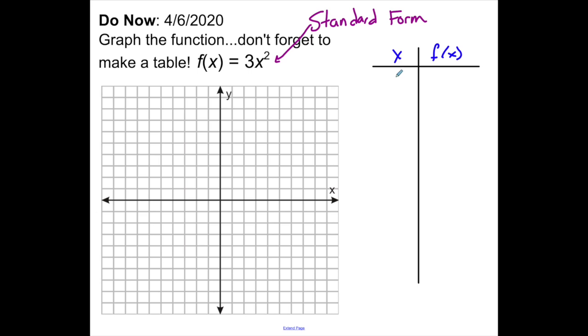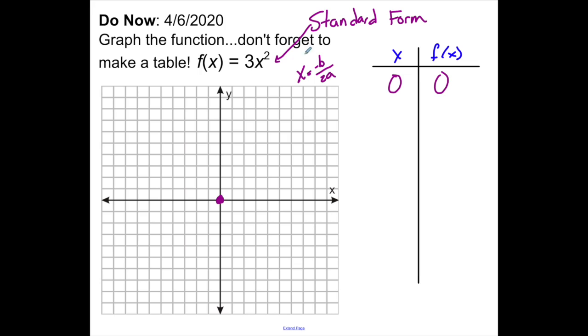So what I'm going to do is try to plug in 0 first, because I think 0 is the easiest number to plug in. And all you're doing is plugging in for x and seeing what comes out. So I do 0 squared is 0. 0 times 3 is 0. Remember, you can also find the vertex using the formula x equals negative b over 2a. Okay, so you've got 0, 0.